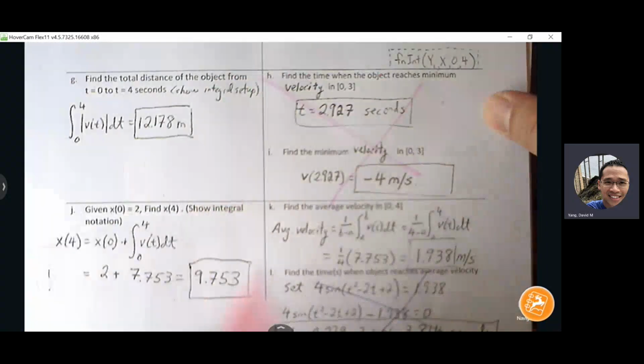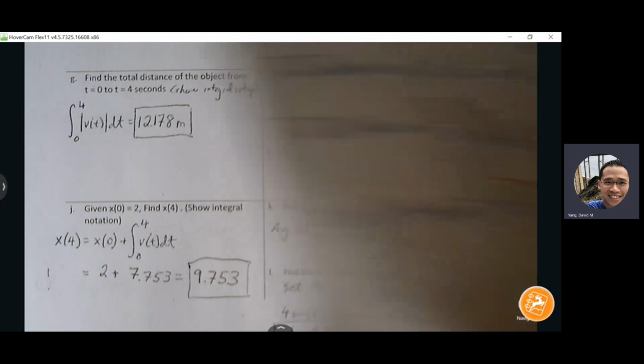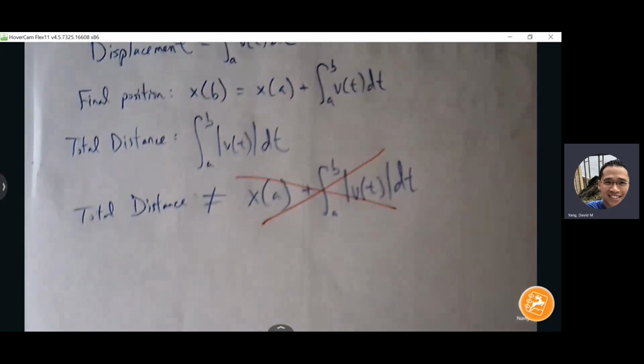Okay, we'll skip H and we'll skip L. We'll just do two more here, J and K. So J says, given x of 0 equals 2, find x of 4. So this is a little bit different, right? Let me again talk about the distinction between these three ideas here.